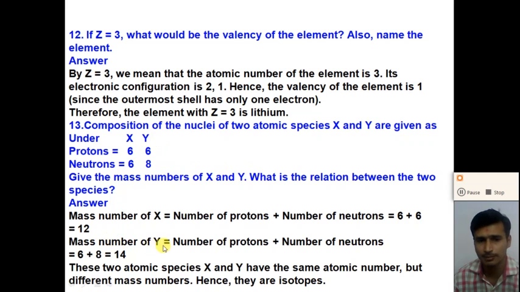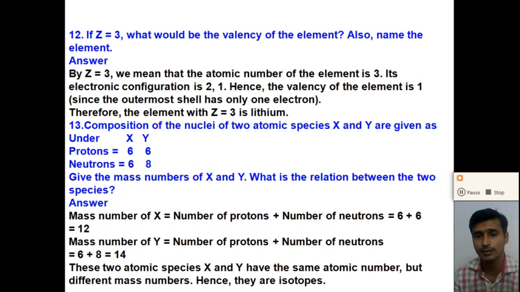Mass number of the element Y is equal to the number of protons plus the number of neutrons: 6 plus 8 equals 14, right? So element Y has the atomic number 6, but the mass number is 14. So both element X and Y have the same atomic number 6, but different mass numbers.